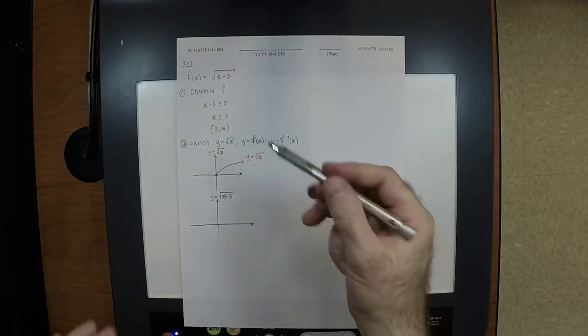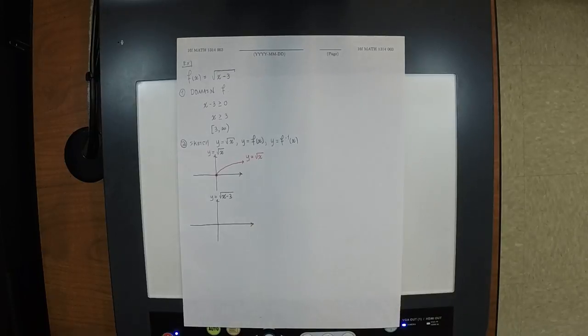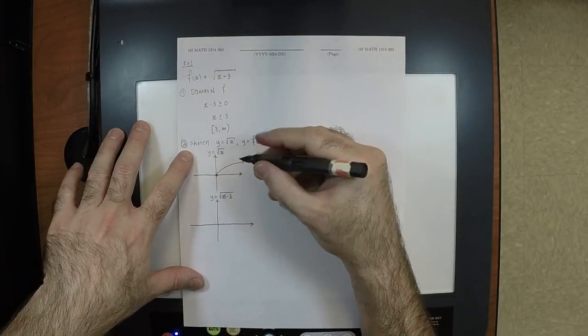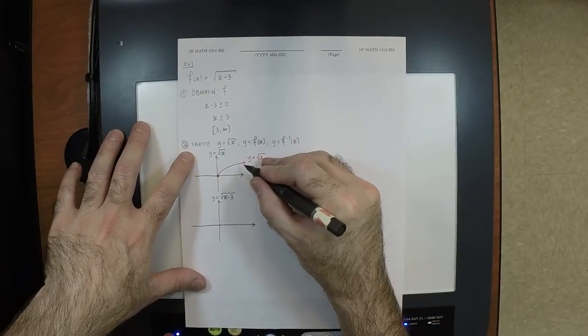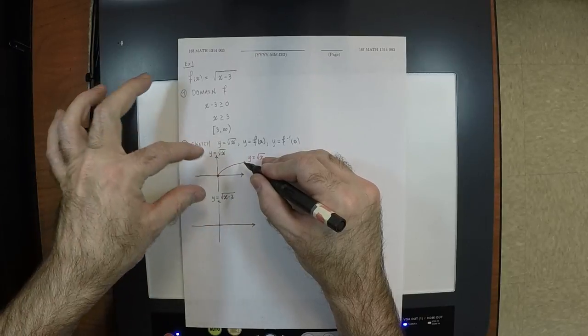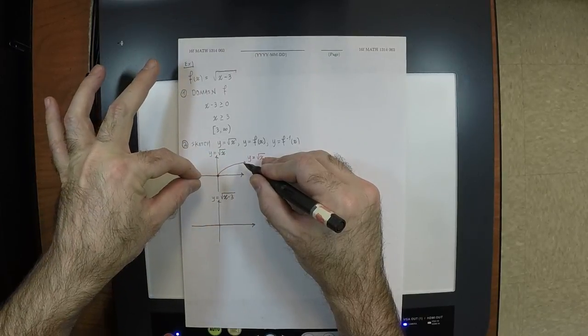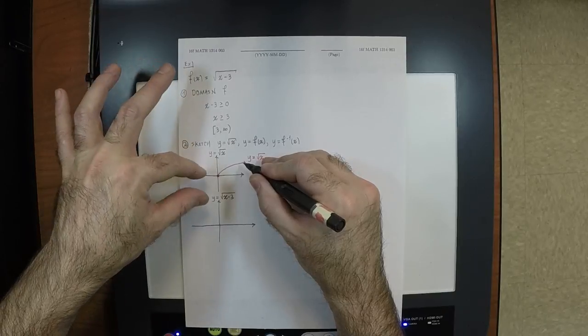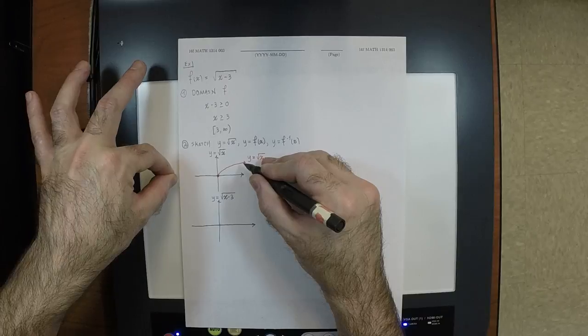So we're replacing that x with x minus 3. What does the action of replacing x with x minus 3 do? It shifts it right. You can think of it like this: I'm going to take this red, pin it down, and hold it still. Then because x is being replaced with x minus 3, I'm going to grab the axis and pull it left 3. So the axis is moving left 3.